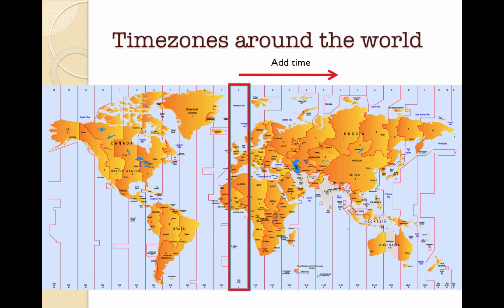So if I wanted to go to the east and I wanted to work out time, say in Russia or China, Indonesia or Australia, I would need to add time on to whatever it is in those countries. If I wanted to go to the west, I would need to subtract times.